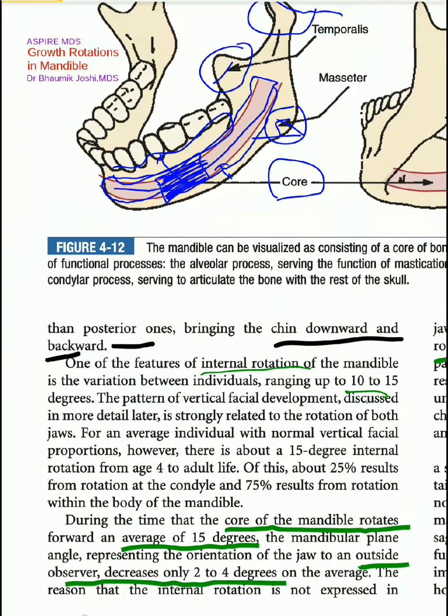Now we should know one thing, that ideally, or within a person with normal growth, there is internal rotation. Now let's see some of the terminologies.